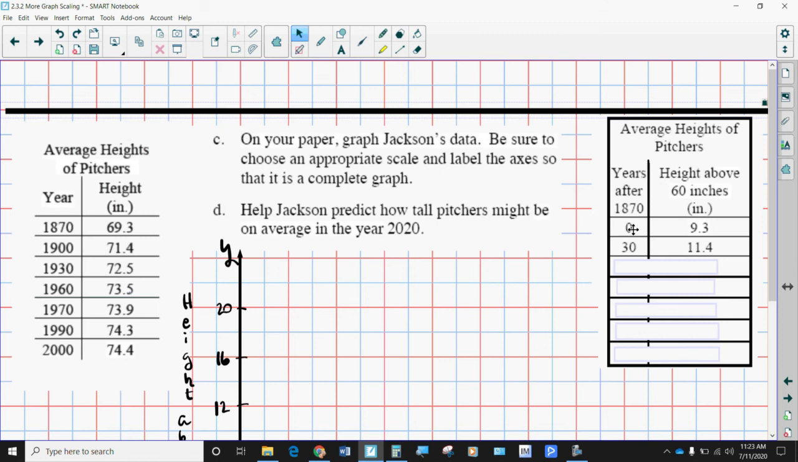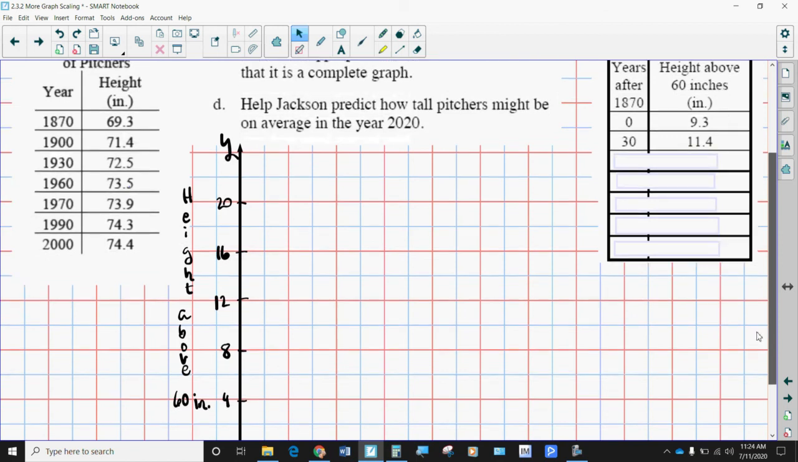So this was 1870, this was 1900, this was 1930, and so on and so forth. Fill in these data points, making sure that you take these years and subtract 1870 from each one of them and write the answer here. And then these heights, subtract 60 from those heights, and write them there. Once you've got those written in, then go ahead and set up a graph.